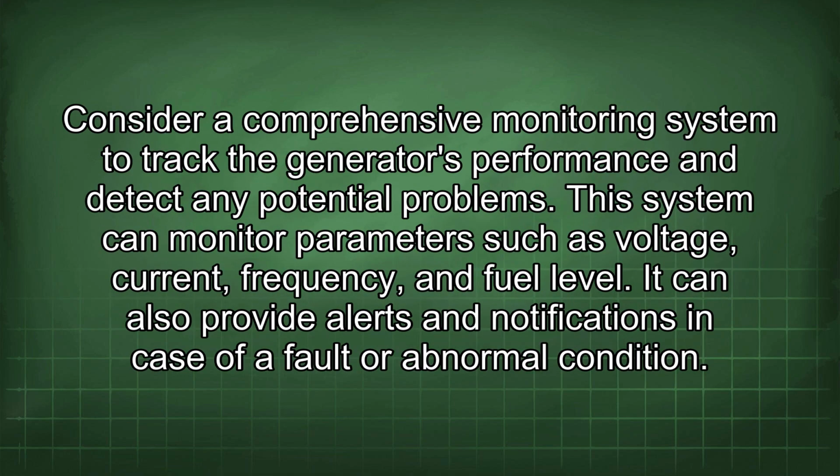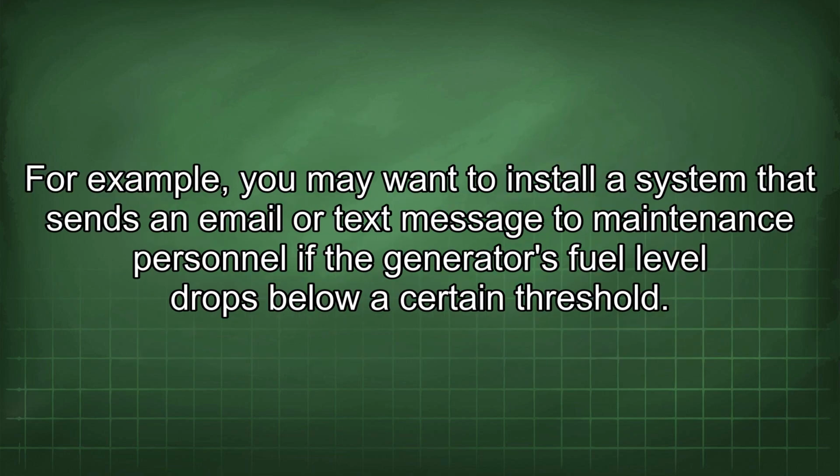Consider a comprehensive monitoring system to track the generator's performance and detect any potential problems. This system can monitor parameters such as voltage, current, frequency, and fuel level. It can also provide alerts and notifications in case of a fault or abnormal condition. For example, you may want to install a system that sends an email or text message to maintenance personnel if the generator's fuel level drops below a certain threshold.